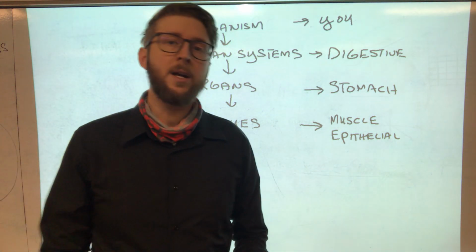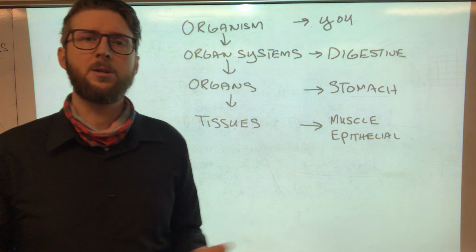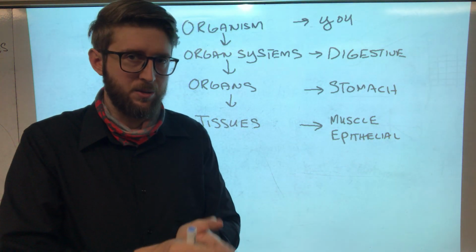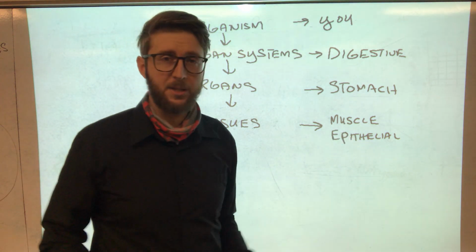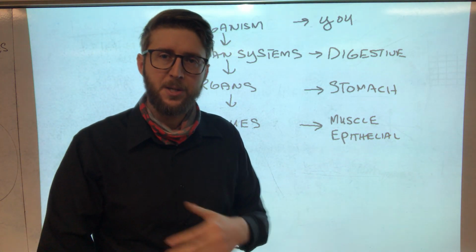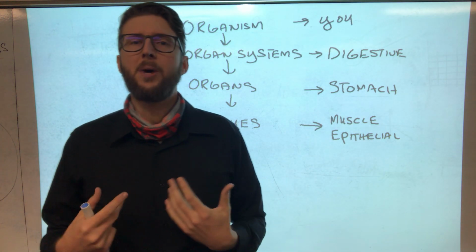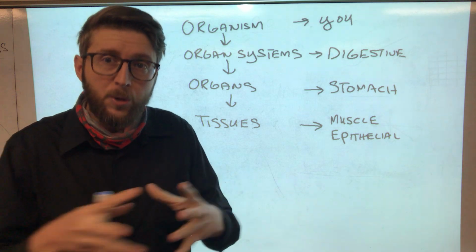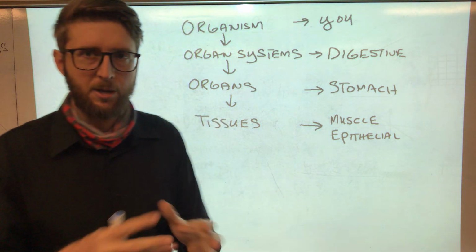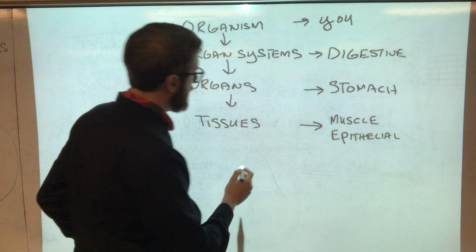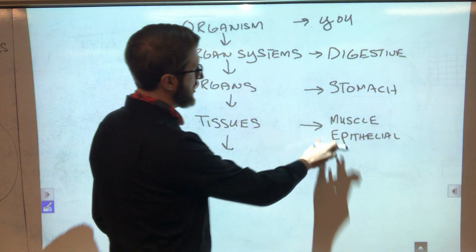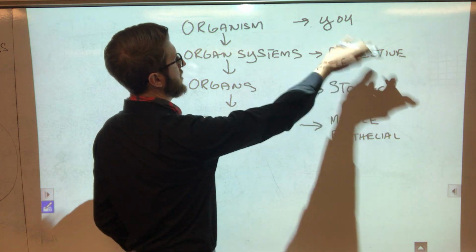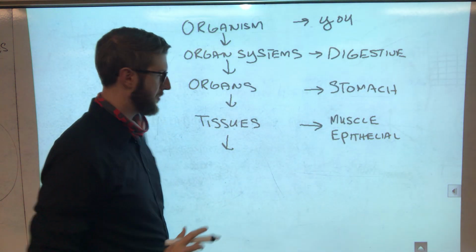Your stomach is lined on the inside with this epithelial tissue that separates the stomach itself from the acid that is in your stomach. And your stomach does have muscles, not skeletal muscles like your biceps, but smooth muscles that do contract and relax to squish the food inside your stomach to help it to digest and break down. So there's different kinds of tissues working together to form the organ, the stomach, which is part of the digestive system, which is one of the systems that makes up you.